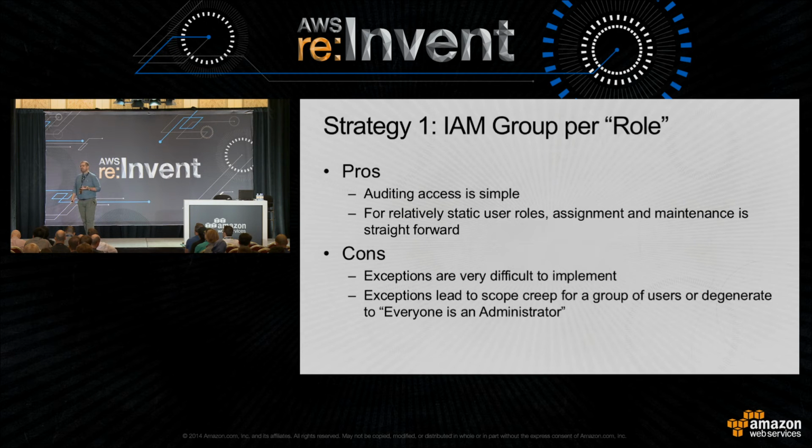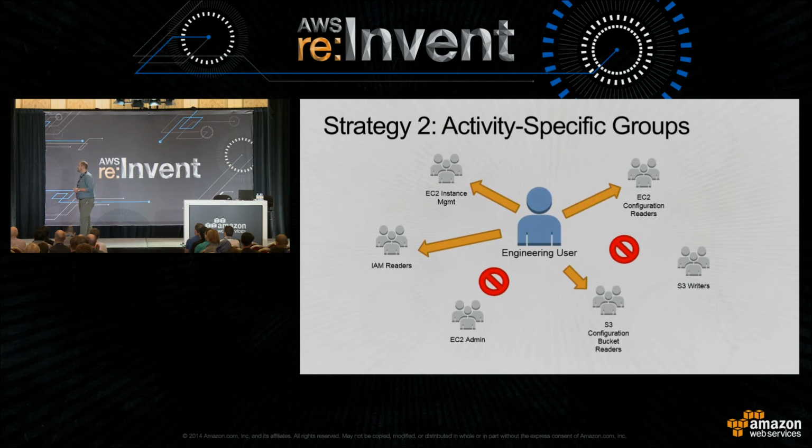But the problem becomes that exceptions are really difficult to implement. You're going to have to break your access control model in order to put an exception in place. And if you don't, what you generally end up with is a degeneration to everyone as an admin, because at some point, some engineering user is going to need to create a new EC2 service. So maybe they didn't have that at the start, but you change the engineering policy so that that person can do their job. And then maybe they need to create a new service user. So all of a sudden, they have access to IAM where they didn't before. And scope creep creeps your permissions as well.